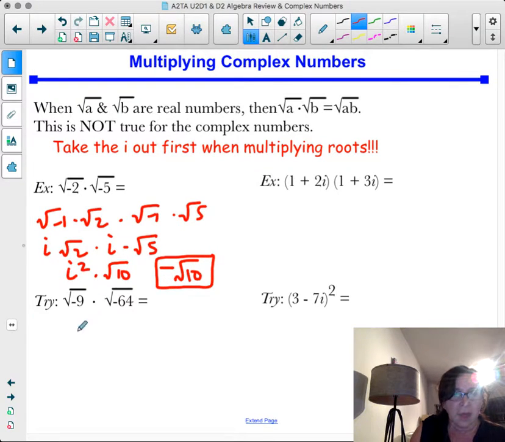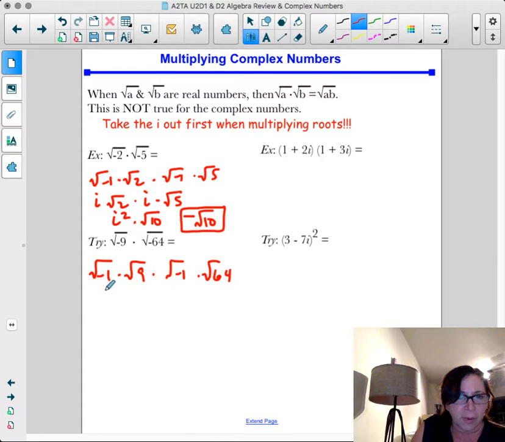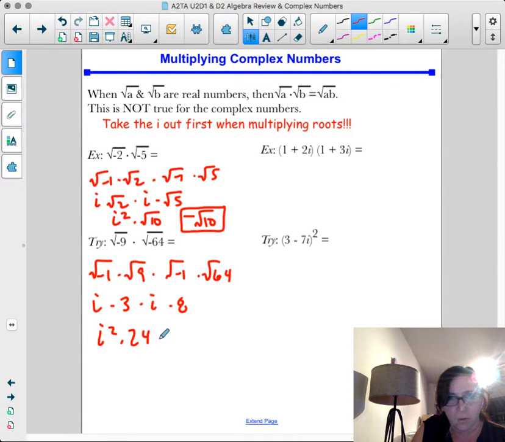Okay. For this one right here, we have the same kind of thing where we have the square root of negative 1 times the square root of 9 times the square root of negative 1 times the square root of 64. So what we have is i times 3 times i times 8. So we have i squared times 24. i squared is negative 1 times 24, which makes negative 24.